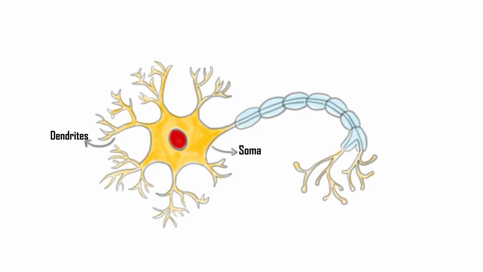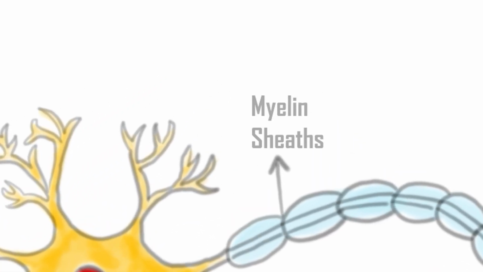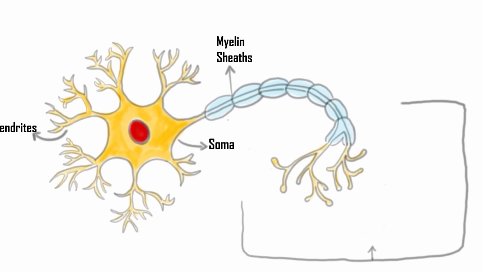Last but not least, we have the myelin sheath, which is a fatty insulating layer that wraps around the axon, and it's produced by specialized glial cells. It speeds up the electrical signal transmission, allowing impulses to travel rapidly and efficiently. Without the myelin, these signals would slow down dramatically.